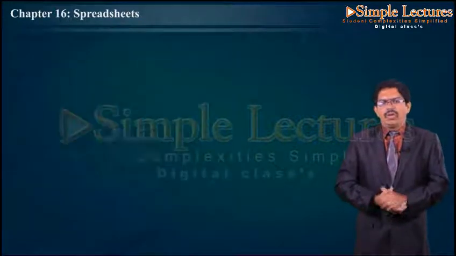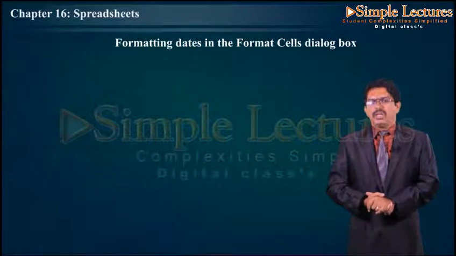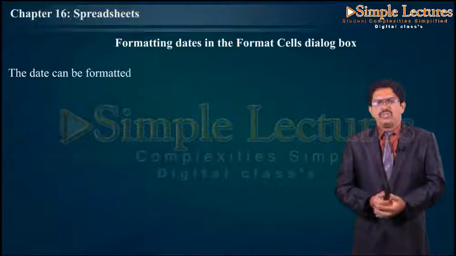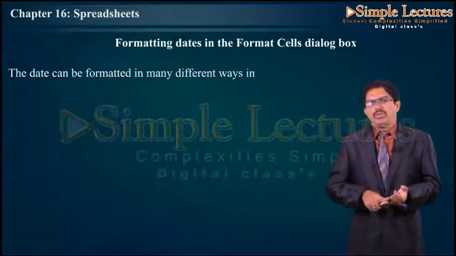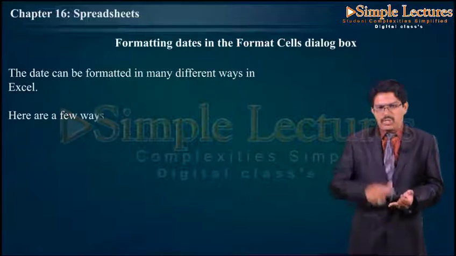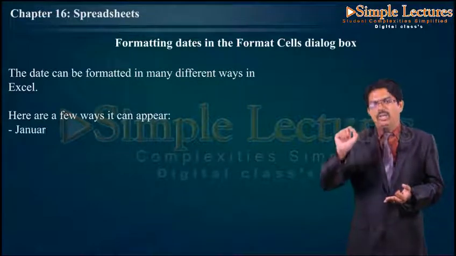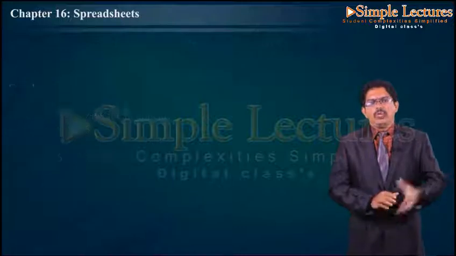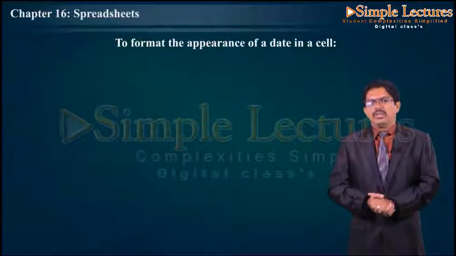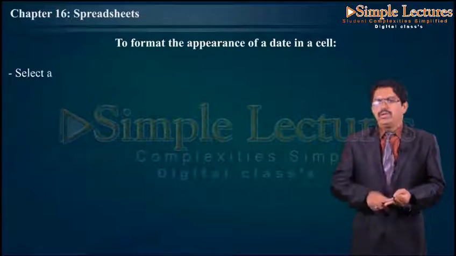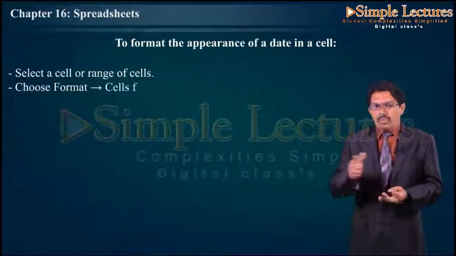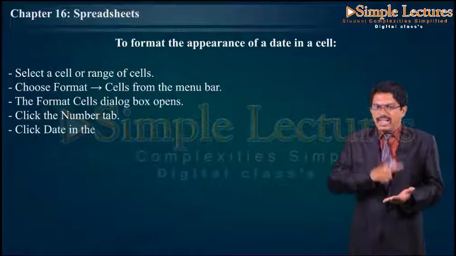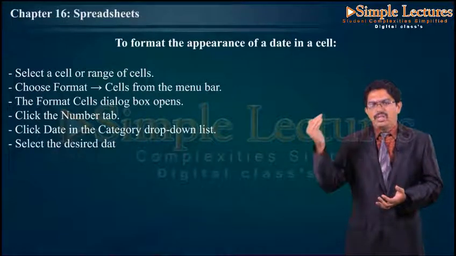Now let us go for formatting dates in the Format Cells dialog box. The date can be formatted in different ways, such as January 1, 2016, 01/01/16, or January-16. To format the appearance of a date in a cell, select a cell, choose Format Cells from the menu bar. The Format Cells box appears. Click the Number tab. Click Date in the category menu. Select the date format. Click OK.